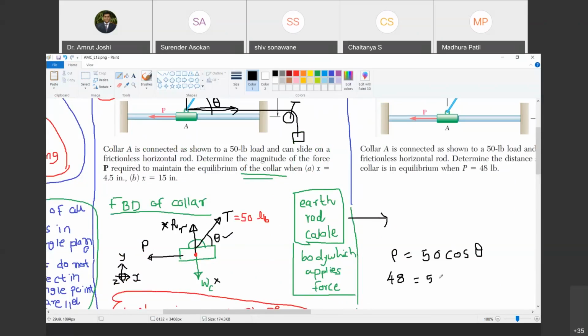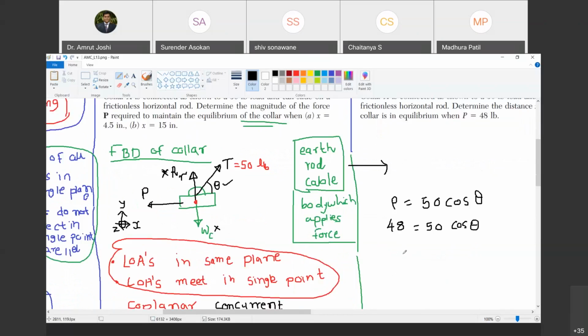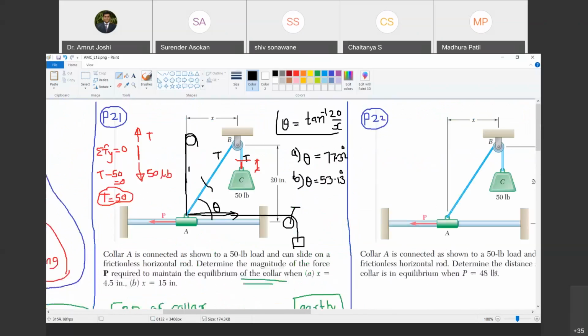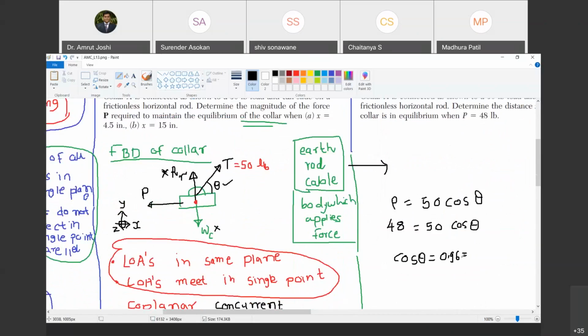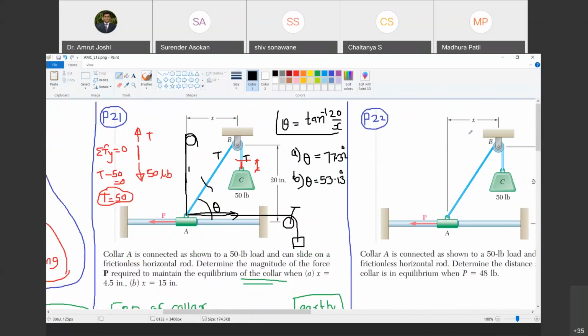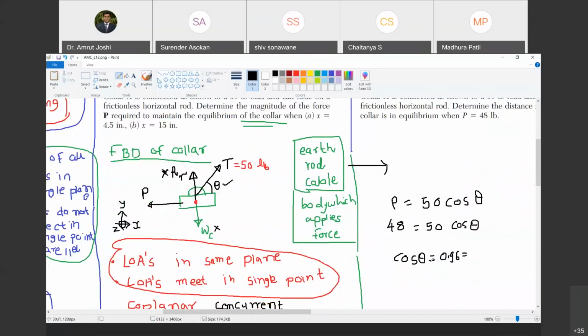It's 50. So tell me how much is cos theta? 0.96. But by definition, what is cos theta? बताओ. It is the horizontal component. हाँ. So अब एक काम करते हैं. This is x, right? Yes, sir. Are you with me? So what is cos theta?